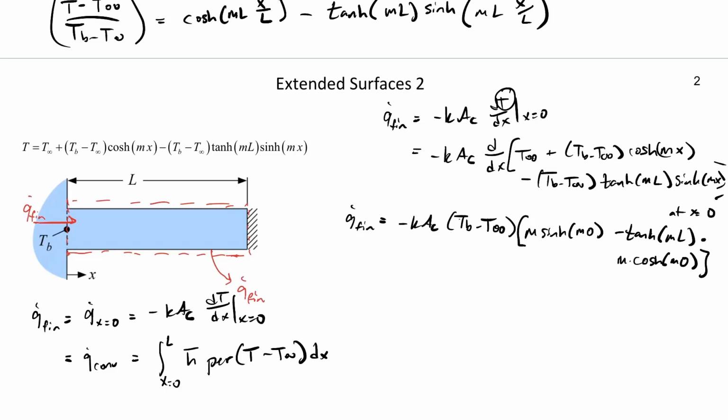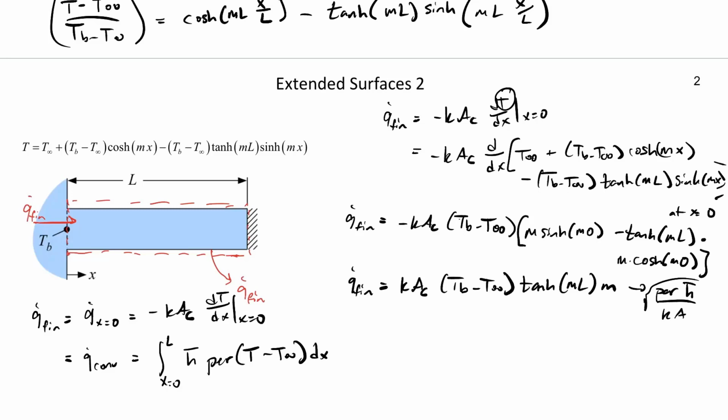Simplify this down, and we end up with q dot fin equal to, we flip some things around and lose that minus sign, so it's just k A_c times (TB minus T infinity) times tanh of ml times m. And again, remember m here was the square root of perimeter times h bar over k A_c.